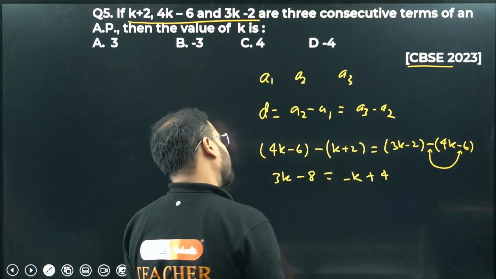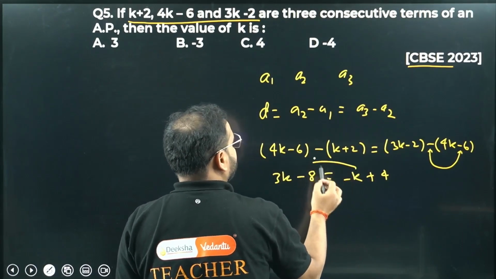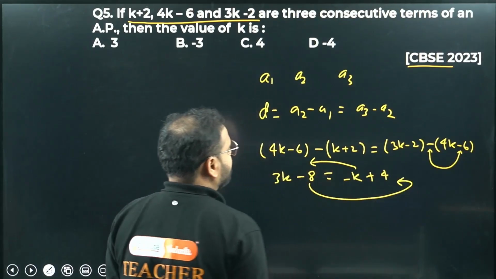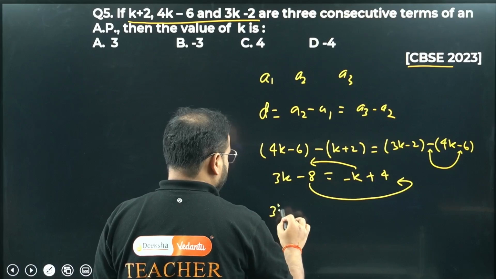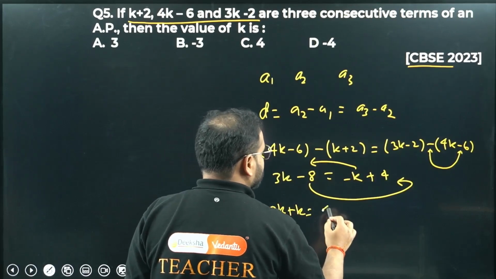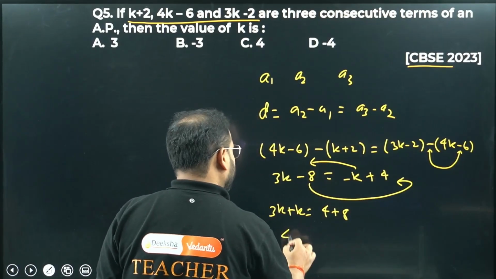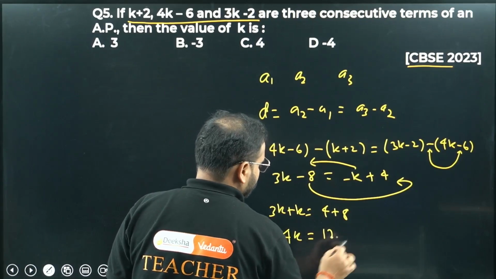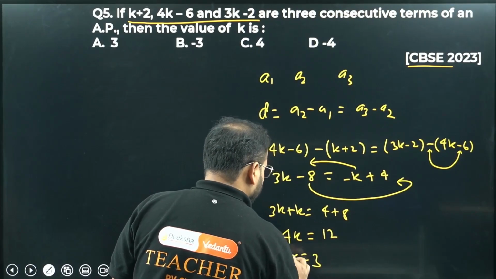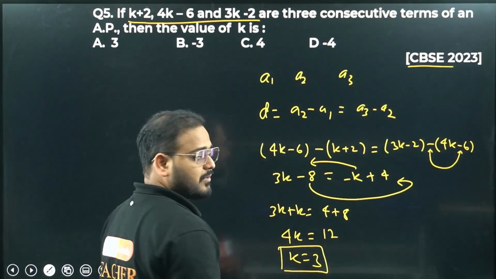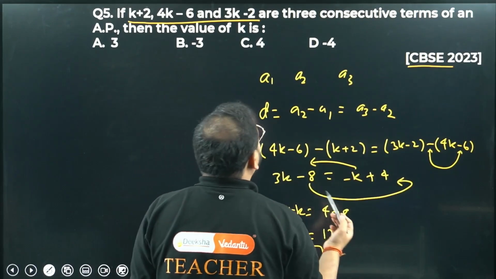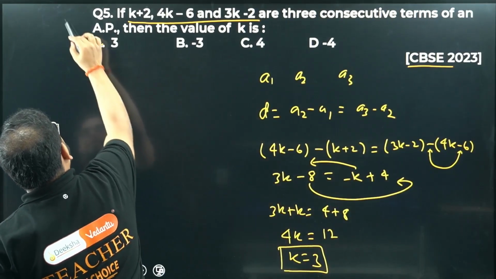3k minus 4k is minus k. Bring this k over here, this 8 over there. I get 3k plus k equals 4 plus 8, giving me 4k equals 12. So k is simply what? 3, sir. K is simply 3, sir. Option number A.